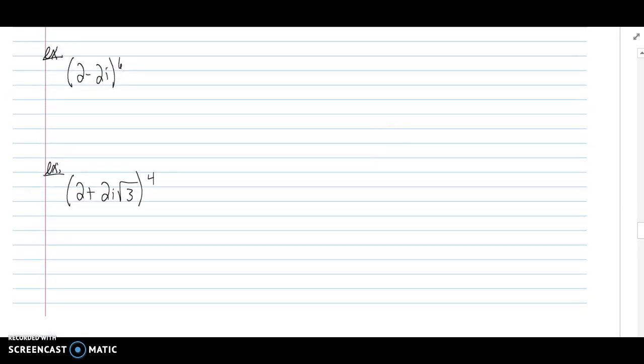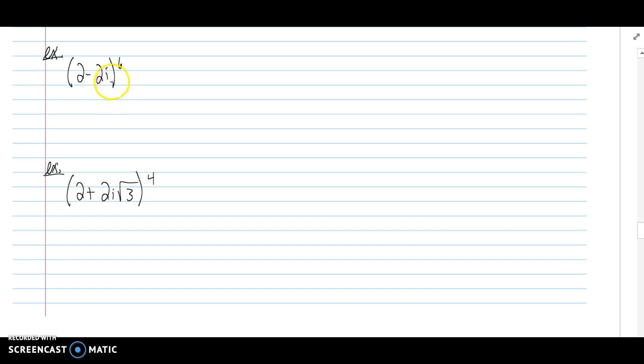First example, we want to compute 2 minus 2i to the 6th. Now, I will tell you that this can be done on a calculator very quickly, but I want to go over the skills on how to use De Moivre's theorem for this one because it's going to help us as we get into taking roots, which the calculator can't do.